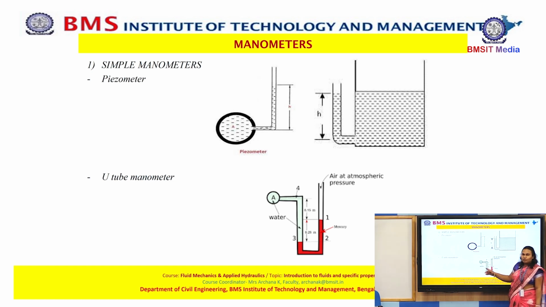A U-tube simple manometer is also a manometer connected to a point where the pressure is to be measured. For example, this is the pipe, but it has a U shape fitted with the manometric fluid. Now you can see this red fluid is a denser fluid as compared to the fluid flowing in the pipe, so that you don't have to have a longer tube to measure the pressure. Now you also have to understand the U-tube simple manometer can measure gauge pressure and also it can measure vacuum pressure.